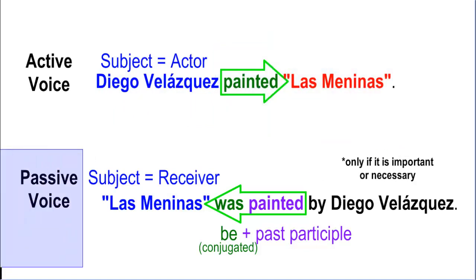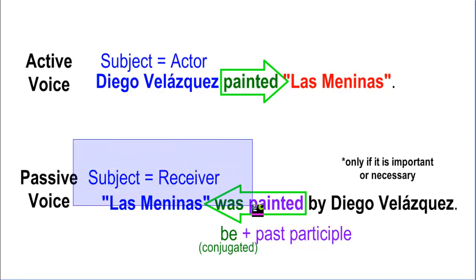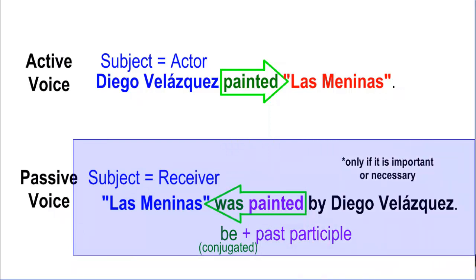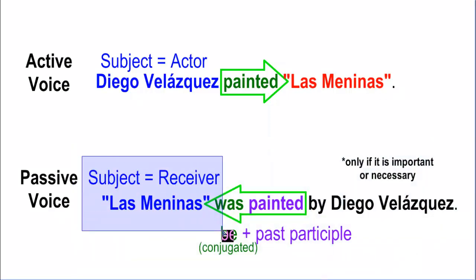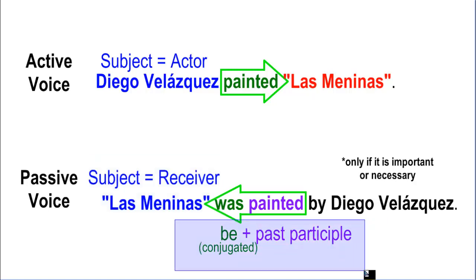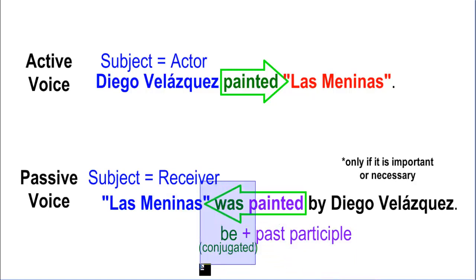In the case of passive voice, it's a little different. Remember, the subject is the receiver. Okay, Las Meninas was painted by Diego Velázquez. So in this case, the subject is the receiver of the action. The verb in passive voice has this characteristic. You have to use the verb to be, and you have to use the past participle of the verb. The verb to be, obviously, has to be conjugated according to the tense. Diego Velázquez painted Las Meninas. That is in past. So Las Meninas was painted by Diego Velázquez. The verb to be in past.